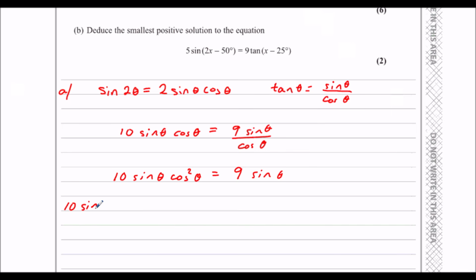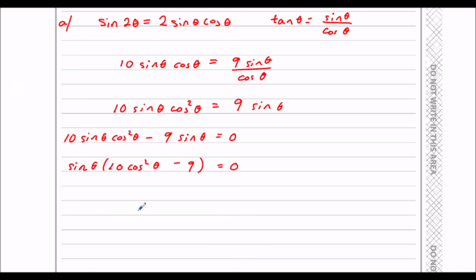So 10 sine theta cos squared theta minus 9 sine theta is equal to 0. And we're going to factorize out our sine theta. So we take sine theta outside the brackets. That leaves us with 10 cos squared theta minus 9 inside the brackets, and that's equal to 0. So either sine theta equals 0, or 10 cos squared theta minus 9 is equal to 0.